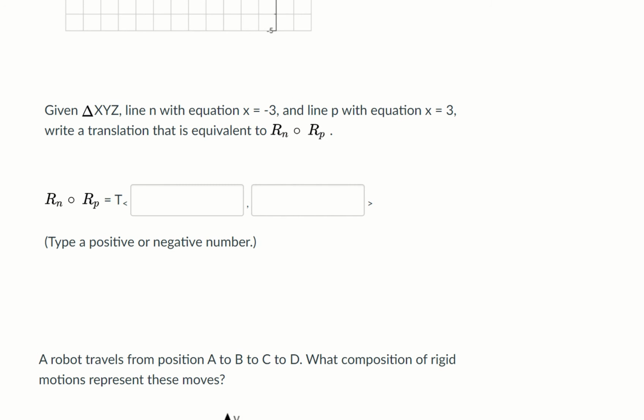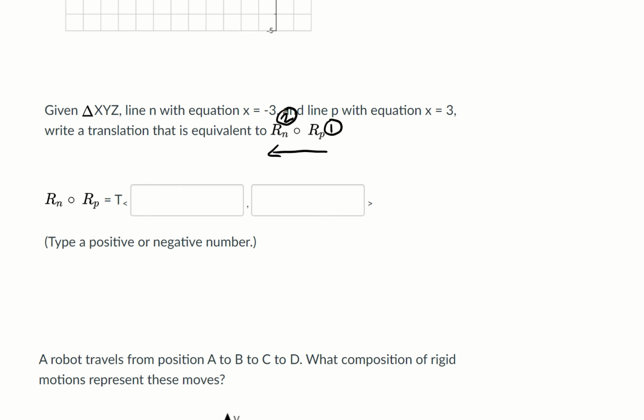Okay, so given triangle XYZ, line N with equation x equals -3, and line P with equation x equals 3, write a translation rule that is equivalent to Rn compose Rp. So it's a reflection about line N, compose reflection about line P. So remember, when we do this, we do it in order from right to left. So this one goes first, and then this one goes second.